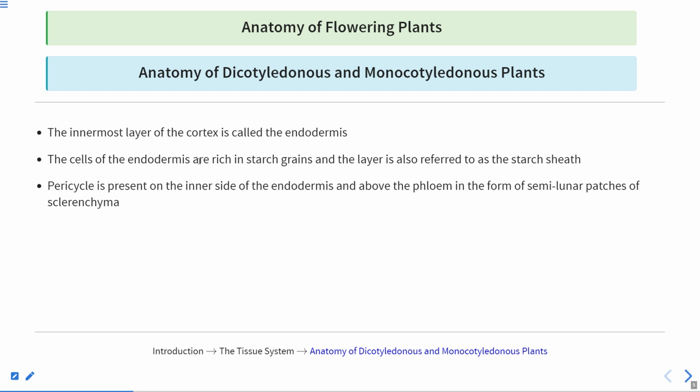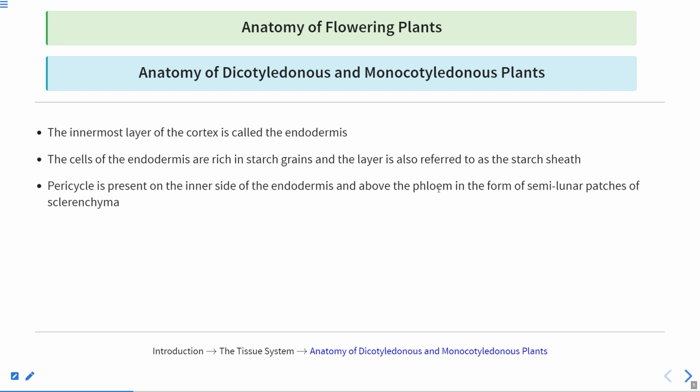The cells of the endodermis are rich in starch grains. Very important: this endodermis has a lot of starch grains, and the layer is also referred to as the starch sheath due to their presence. Whatever food material is synthesized in the plant is converted into starch, and this starch is stored in the endodermis. So sometimes it is referred to as the starch sheath.